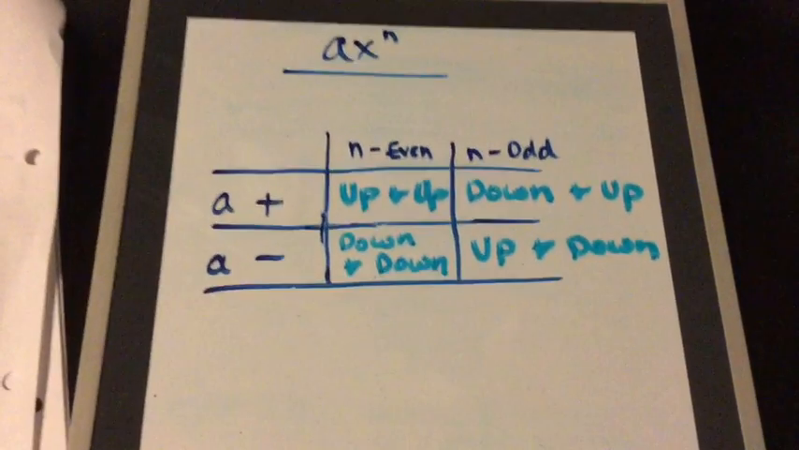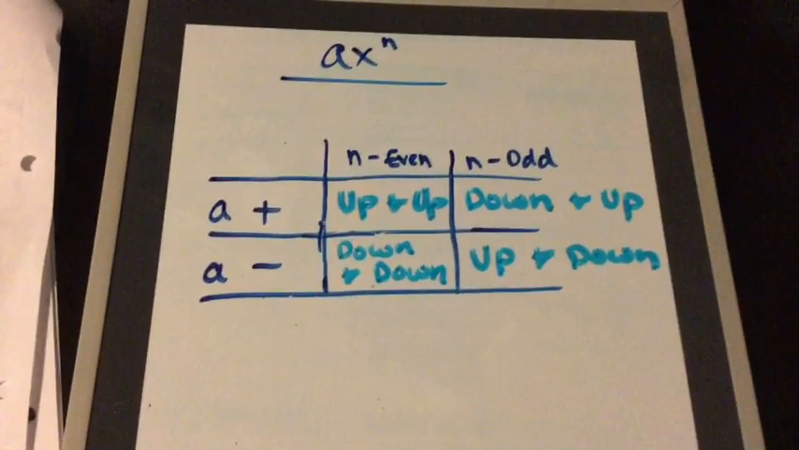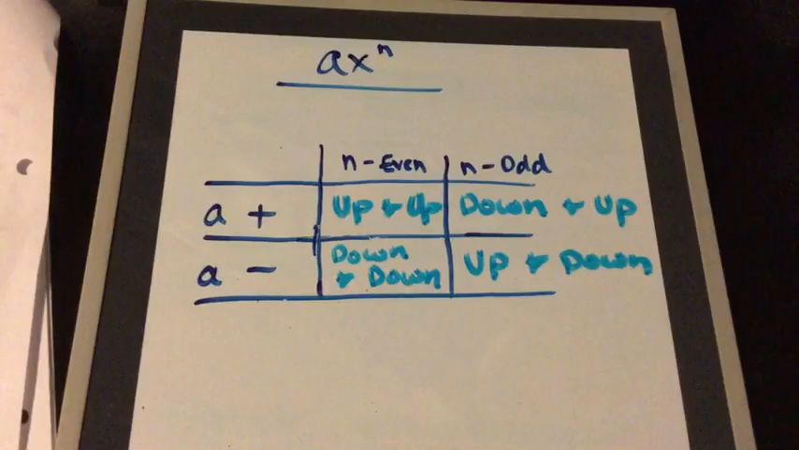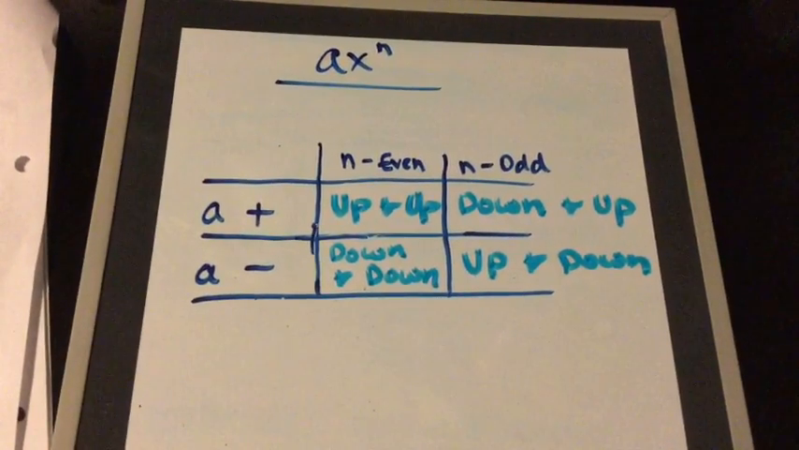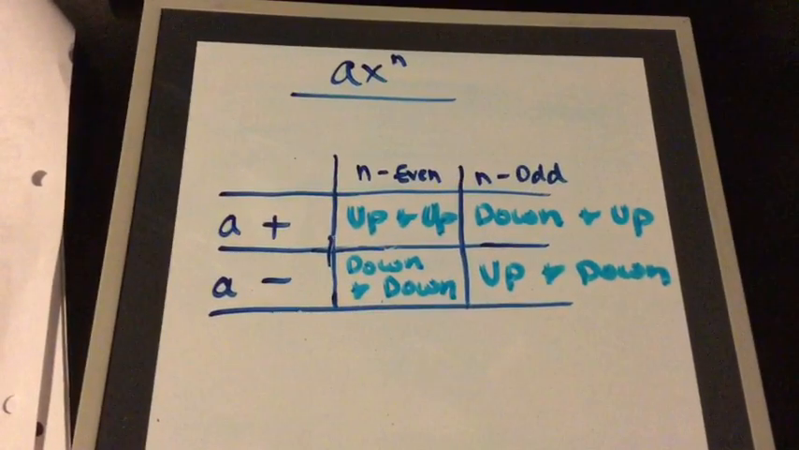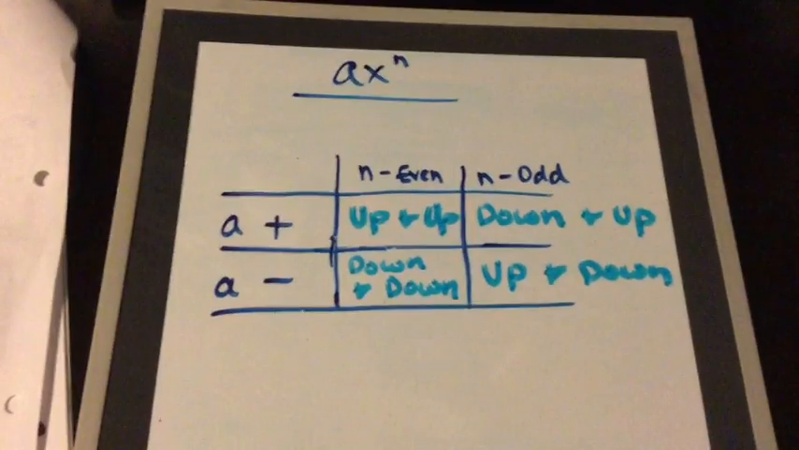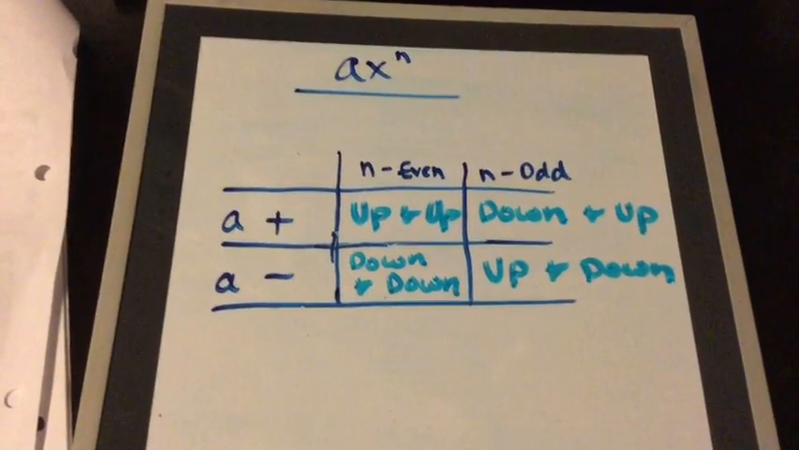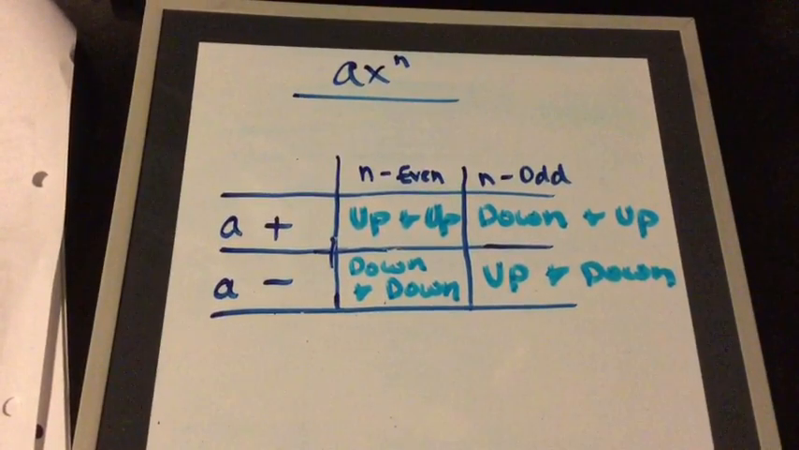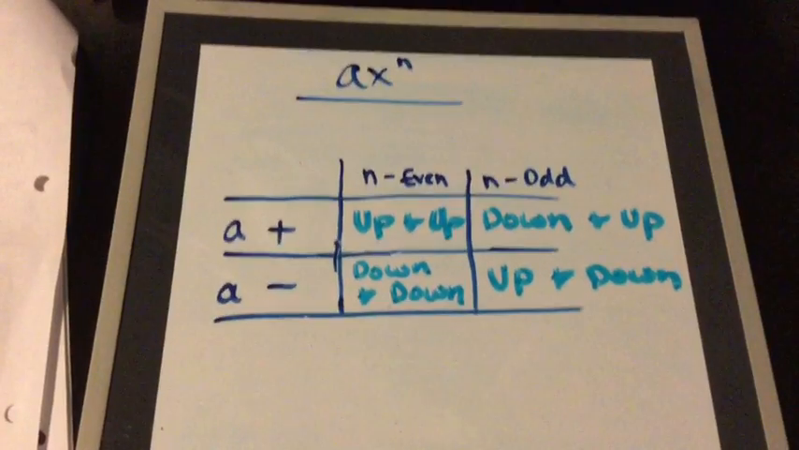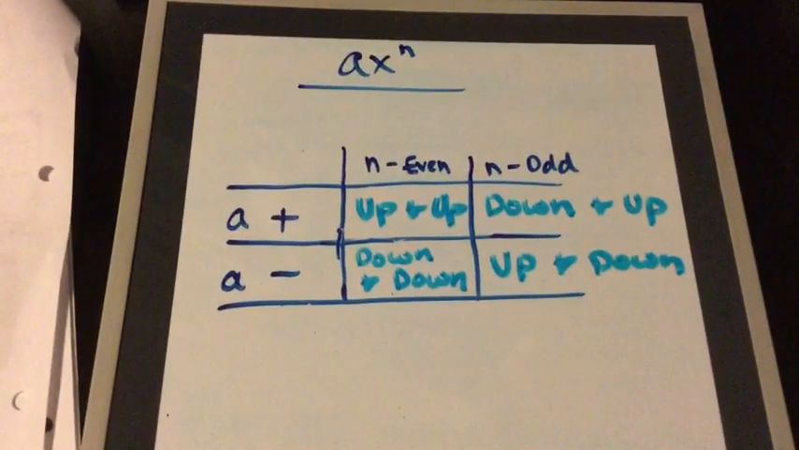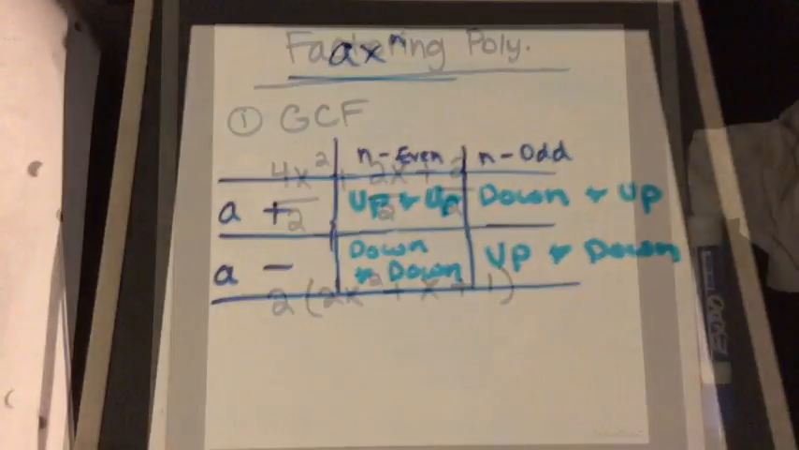For example, 4x squared would be up and up because a is positive and n is even. For example, x cubed would be down and up because a is positive but n is odd. An example for down and down would be negative 2x squared because a is negative and the n is even. An example of up and down would be y equals negative 3x cubed plus 2x because a is negative and the n is cubed, which is odd.